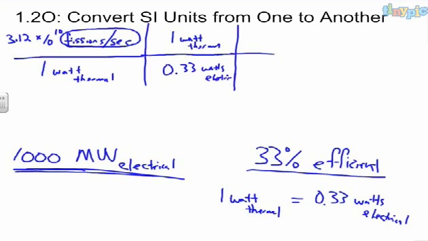So now we can cross out watts thermal and watts thermal. Now we know how many fissions per second we need for every watt of electrical. I didn't write this very well. Let me correct that.